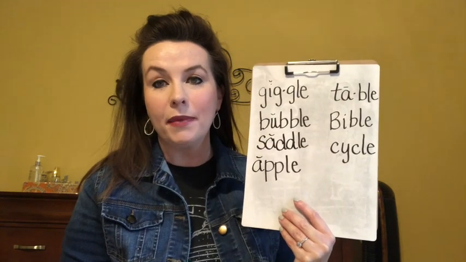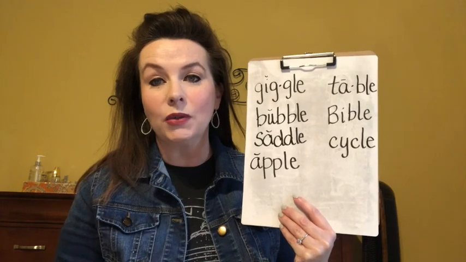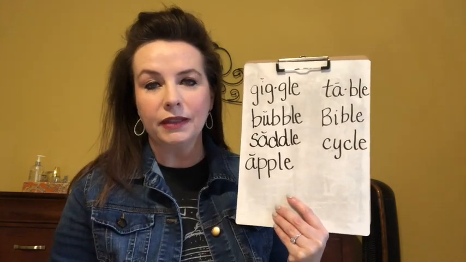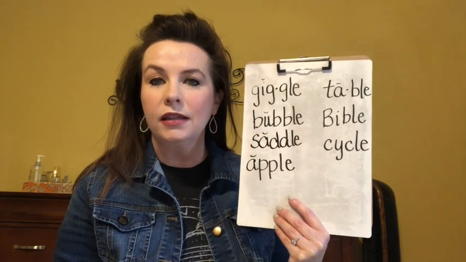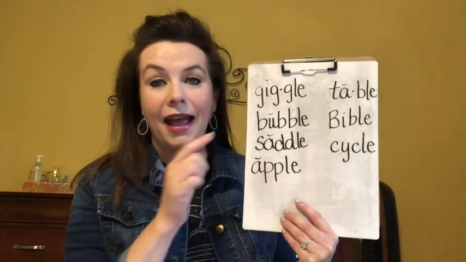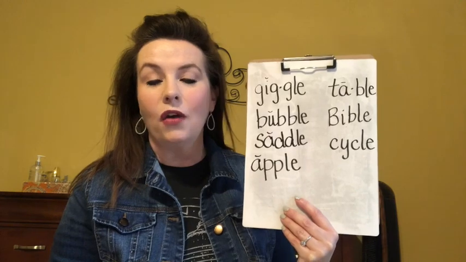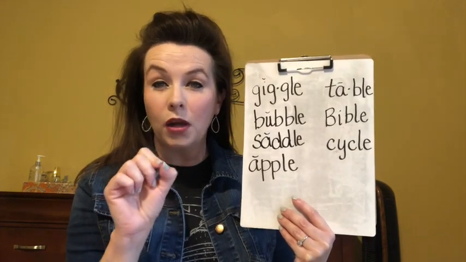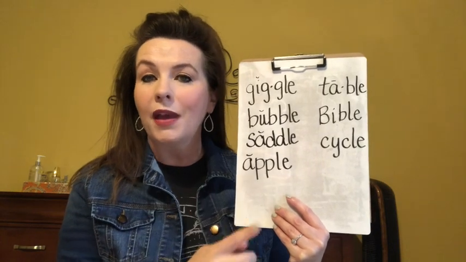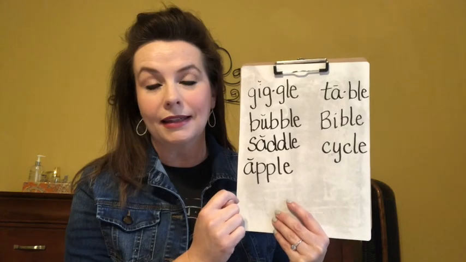Table, if I were to tap that out or clap it out, table. That word has two syllables. Bible, two syllables. Cycle, two syllables. And if you notice, I hear the long vowel sounds. I hear the A sound and the I sound. Now, if I were to divide this, if I were to draw a little dot to divide it into syllables, to divide it into parts, with the long vowel sound, guess what? I don't see that double consonant.